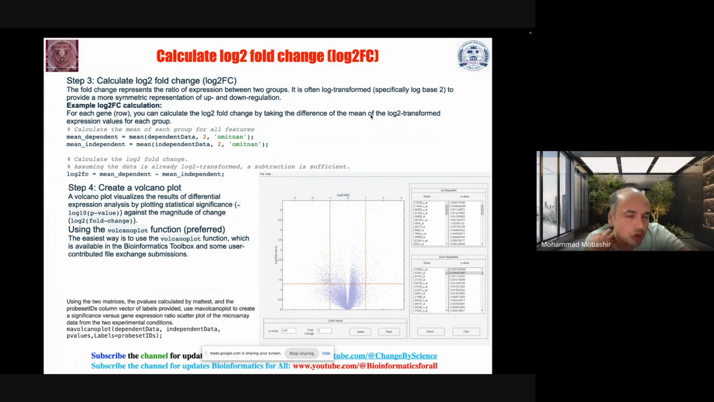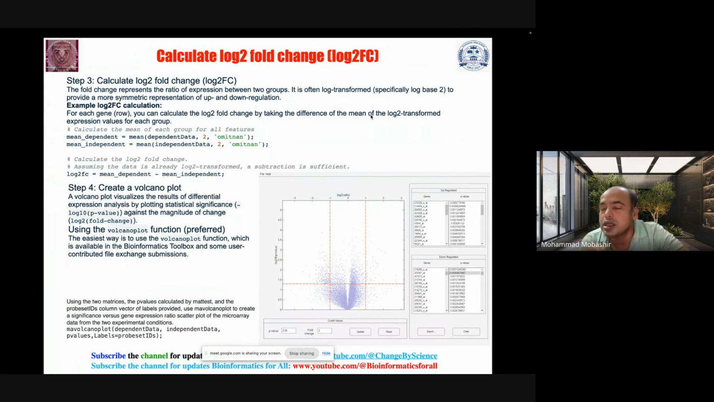For example, if you have two groups, a healthy and a disease group, in the healthy group, you need to take the average of all the expression values for one gene in all the samples. Then similarly, you do this in the cancer samples or disease samples. Then divide the bigger number by the smaller number.